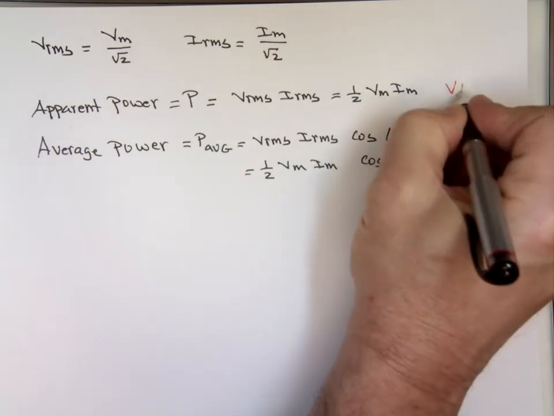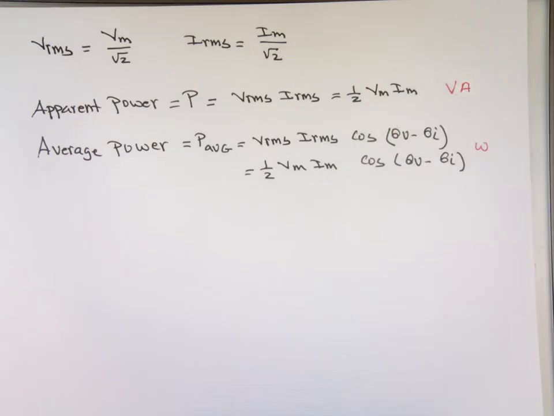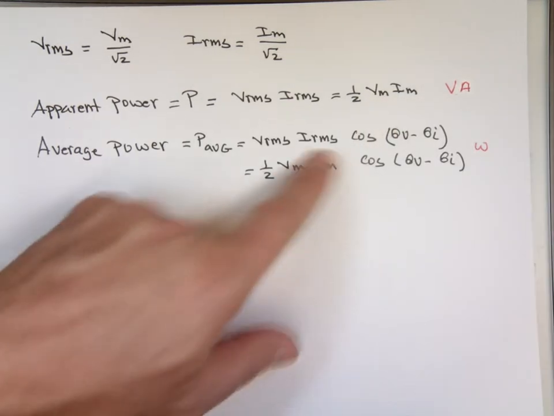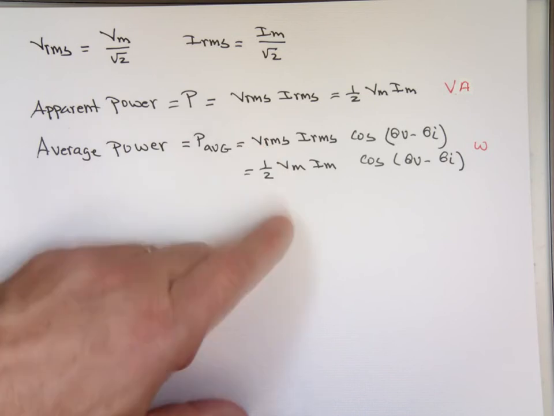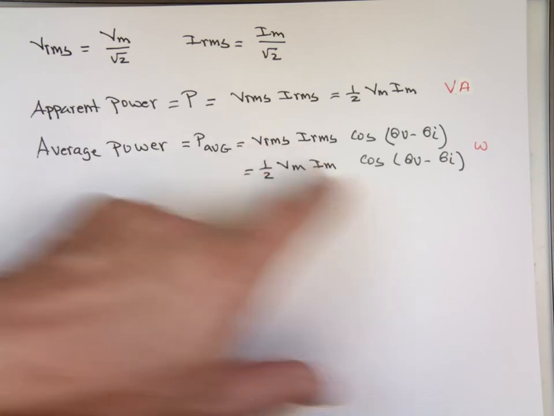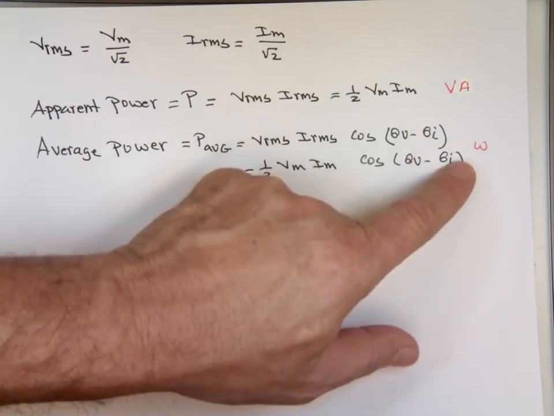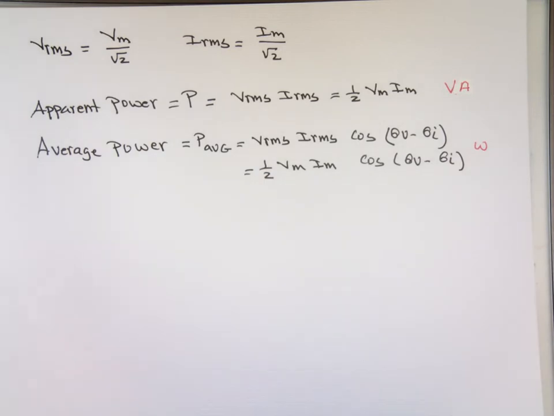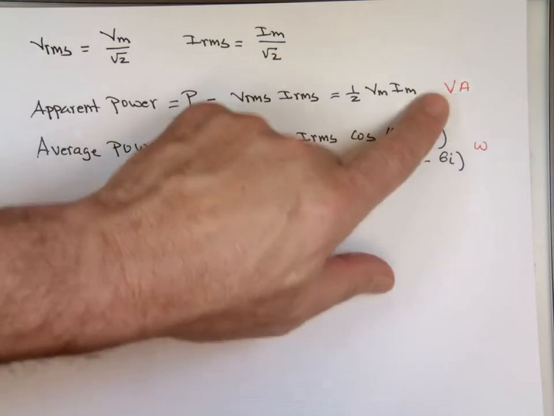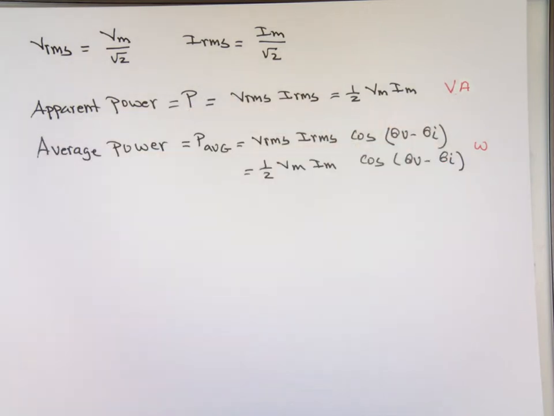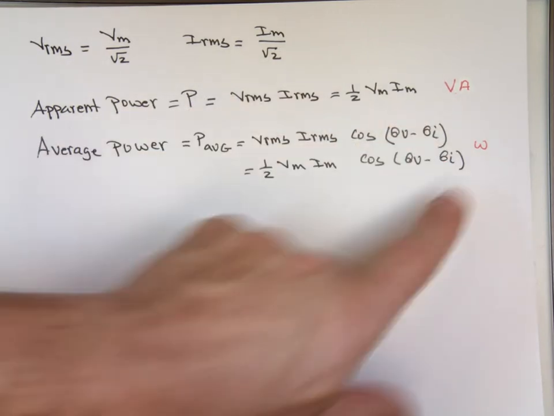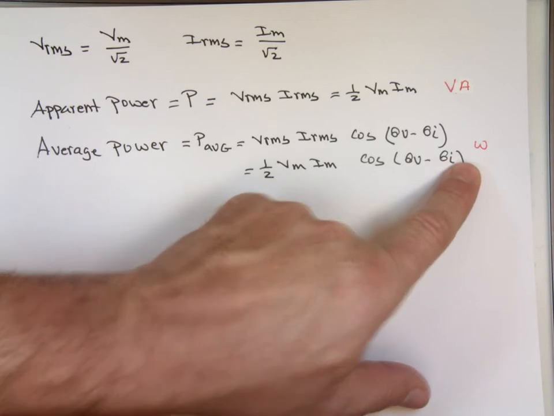Cosine does not have any units. You know, cosine is unitless. So if you just look at the units here, you go, well, that's volts, and this is amps. It should be really VA. It is, but then if you say both VA, how do you know which one is apparent and which one is average? So all circuits books use VA for apparent power, and for average power, W, the letter W.